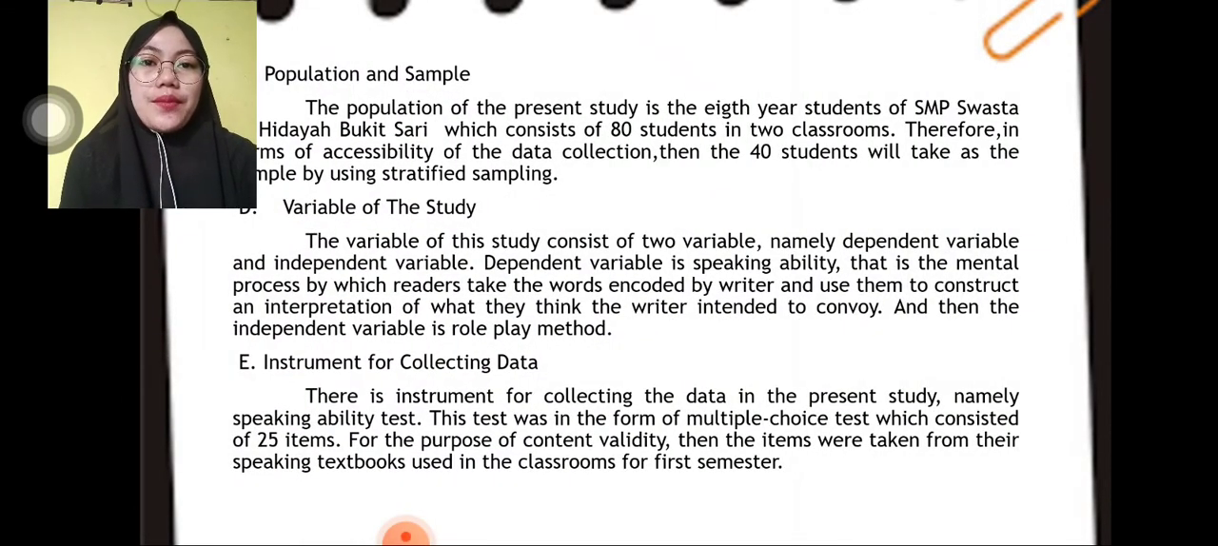And population and sample. The population of the present study is the 8th year students of Swasta Hidayah. Therefore, in terms of accessibility of the data collection, 40 students will be taken as a sample by using stratified sampling. And the variables of the study and instruments for collecting data.